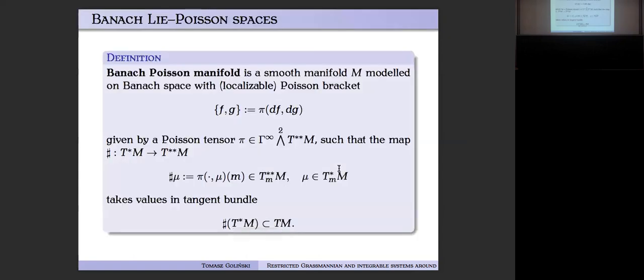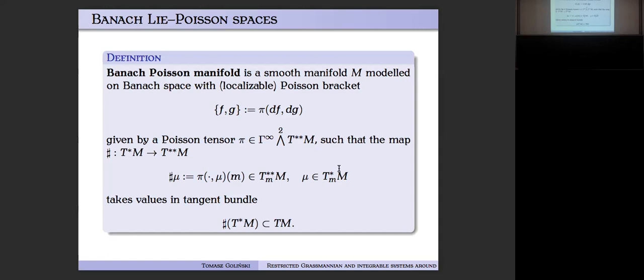Okay, so now I enter the main part of my talk, or maybe an introduction to the main part of my talk. I'm going to recall Banach Lie-Poisson spaces. And I want to do also a short digression here about what the definition of Poisson manifolds is, because it's not as trivial as it seems, even in a Banach setting.